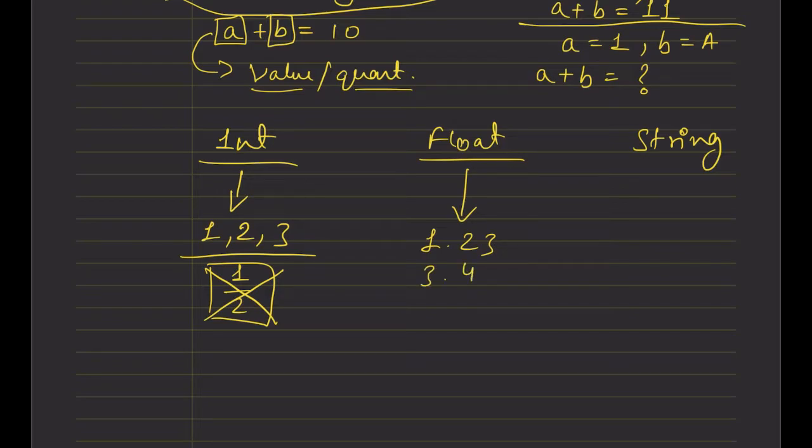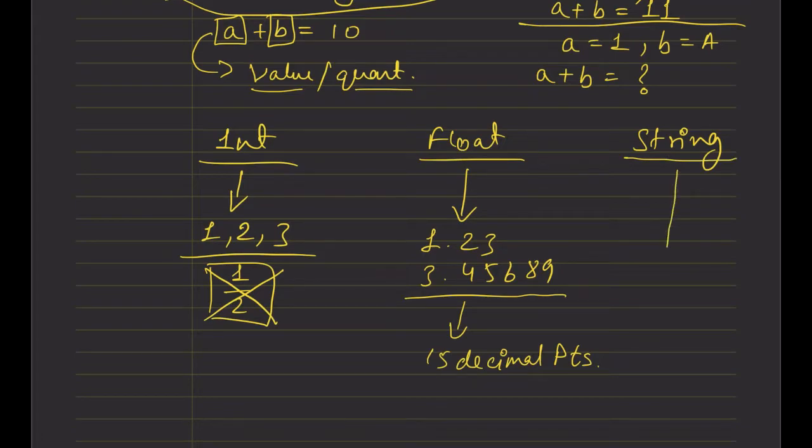In the second data type, that is float, you can store numbers with decimal points like 1.23 or 3.45689. You can store any number with a decimal point in it. The only limit in this data type is that you can store up to 15 decimal points. The next data type, string, is used to store textual information like names or any particular text, etc.